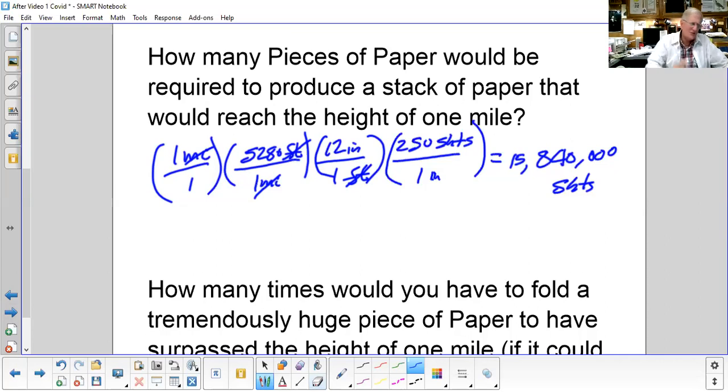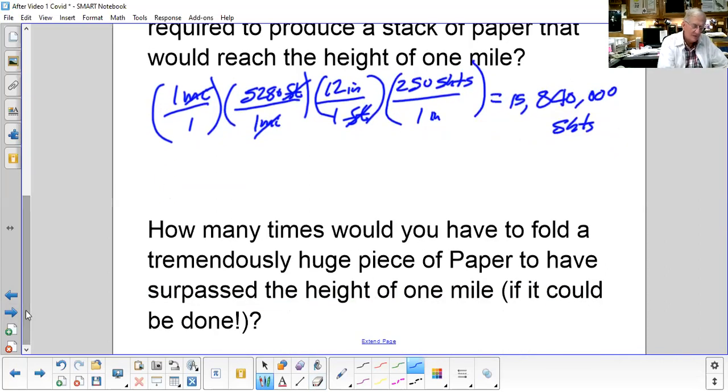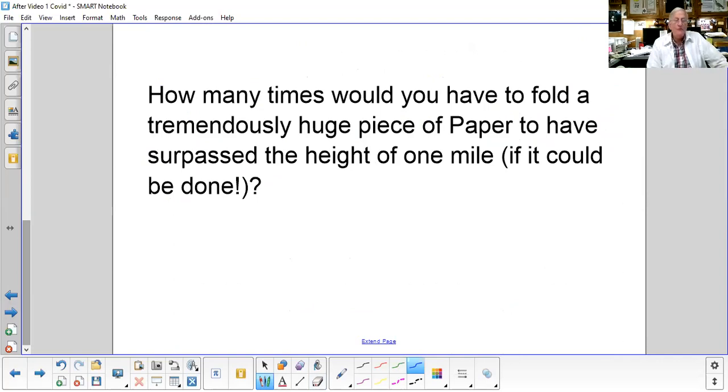Now I wonder if we can answer the next question. How many times would I have to fold a tremendously huge piece of paper, if I could really do it, so it would surpass that height of 1 mile? If I actually could fold a sheet of paper and keep folding it in half and folding it in half, how many times would I have to fold it to beat 15,840,000 sheets of thickness? You know what? That's kind of a crazy question, but let me write this down.